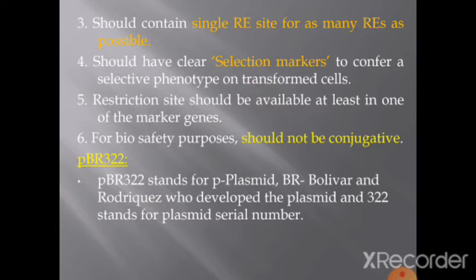Now, pBR322, what does it stand for? P stands for plasmid. It tells you that it's a plasmid vector. BR stands for the people who developed it, Bolivar and Rodriguez, who developed the plasmid, and 322 stands for the plasmid serial number.